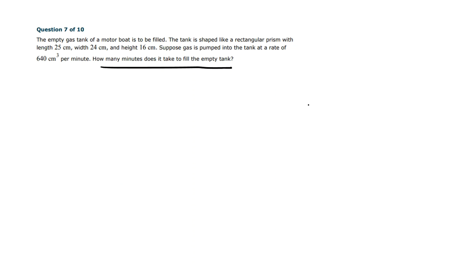Okay, so the first thing that we need to do is we need to find the volume of this tank. Okay, and I'm going to attempt to draw a rectangular prism here.